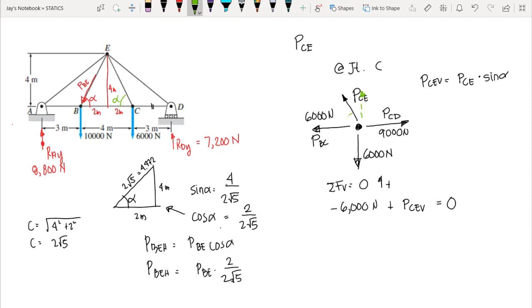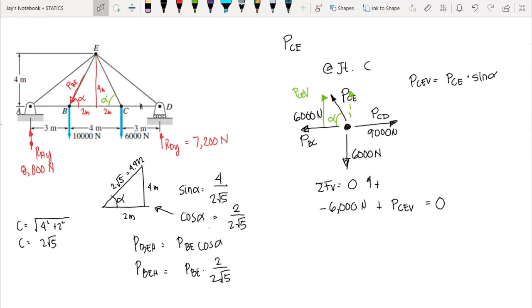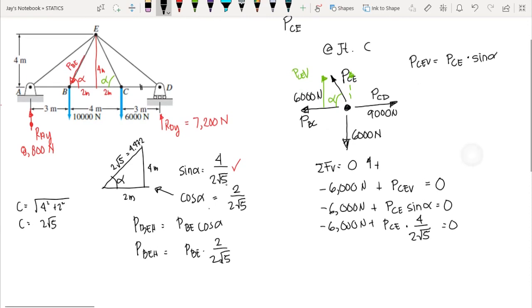Okay, so if this one is our alpha, so PCE, the vertical component, is the opposite. So we use sine. Okay, now we can again use sine alpha is equal to 4 over 2 square root of 5. So we have negative 6,000 Newton plus PCE sine of alpha is equal to 0. Negative 6,000 Newton plus PCE times sine alpha is 4 over 2 square root of 5 is equal to 0. So by cross multiplying, we have the force on member CE, which is equal to 6,708.204 Newton. Since we have positive answer and our direction is tension, so therefore PCE is in tension. And this is the force of member CE.